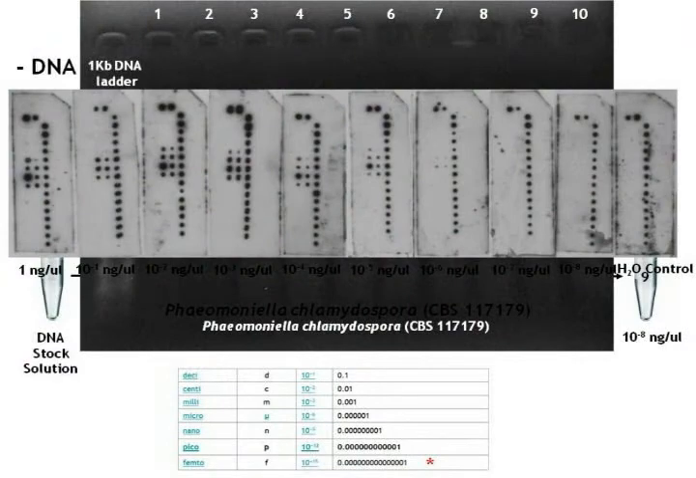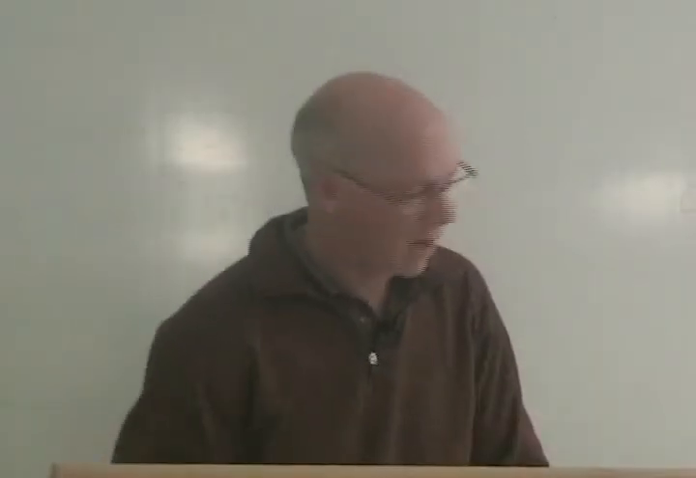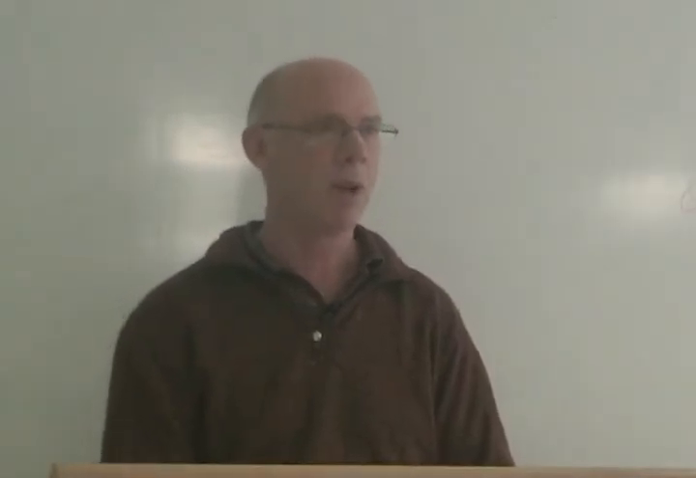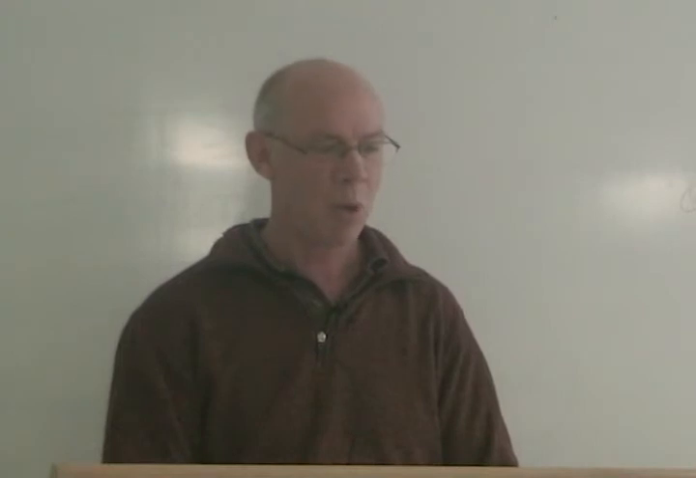We wanted to see how sensitive the array was as well, and to do this we set up a 10-fold dilution series of DNA for Phaeomoniella, Phaeoacremonium, and Ilyonectria species down to 10 to the minus 8, and then we amplified those samples and labeled them, and then hybridized those amplified samples to the membrane. And we can see that we have down to 10 to the minus 6 nanograms of DNA giving off a signal. So this is quite sensitive. That's down to femtogram amounts of DNA, or parts per quadrillion sensitivity. So, pretty darn sensitive.